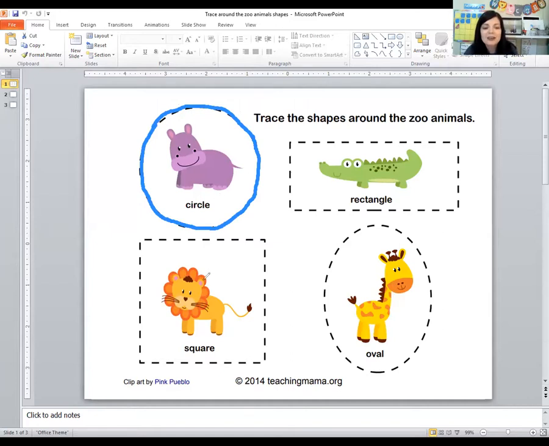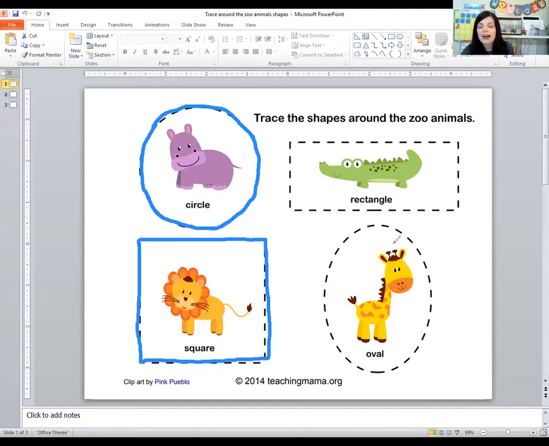Where's the lion? There it is. What shape is around the lion? It's a square. Nice job. There's a square around the lion. Now let's look and see if we can find the giraffe.